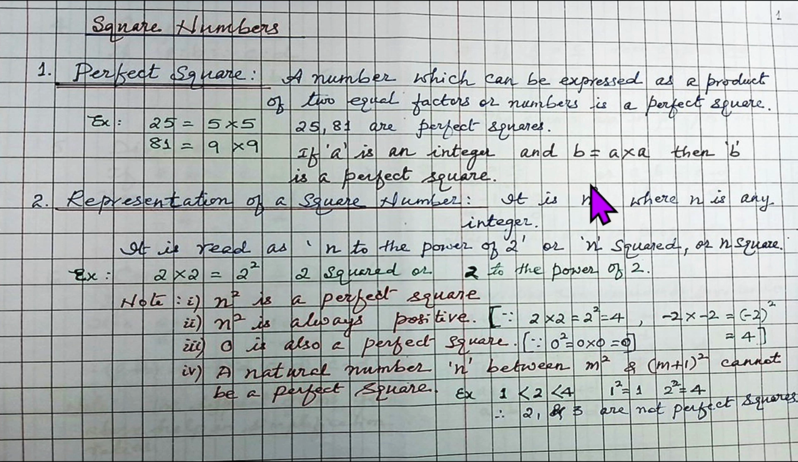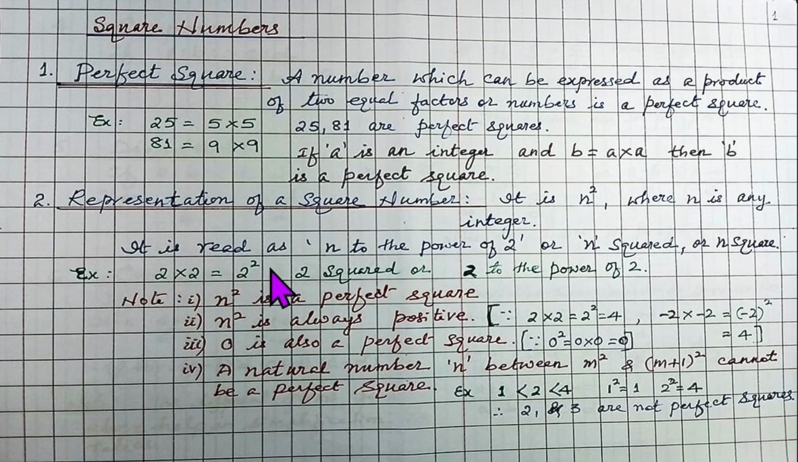Now it is read as n to the power of 2. How to read this? n to the power of 2, or n squared, or n square, or second power of n. For example, 2 into 2 is 2 square, 2 squared or 2 to the power of 2. Now remember, n square is a perfect square because it is a power of 2. n square is always positive because when we multiply 2 positive factors, 2 into 2 is 4, and minus 2 into minus 2 is also 4 because minus into minus becomes plus, and 0 is also a perfect square. A natural number n between m square and m plus 1 square cannot be a perfect square.